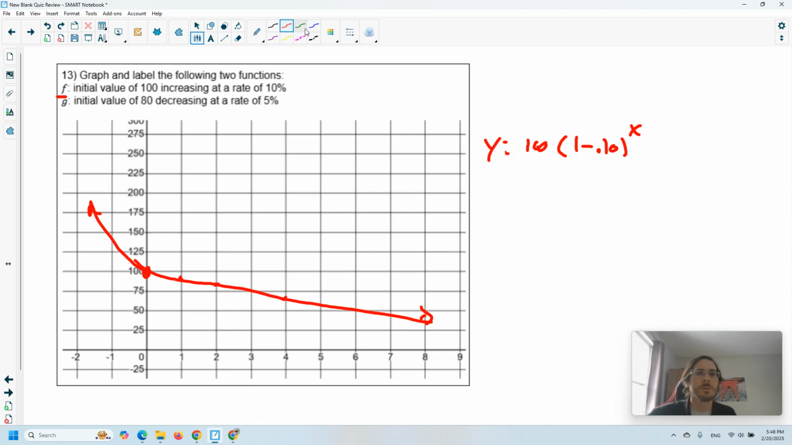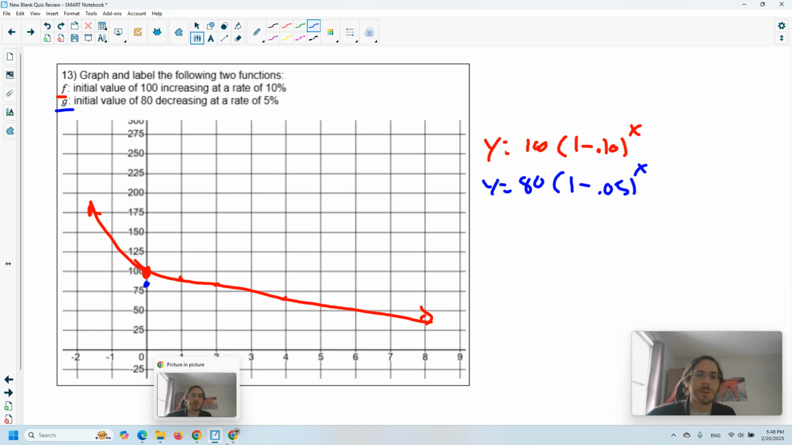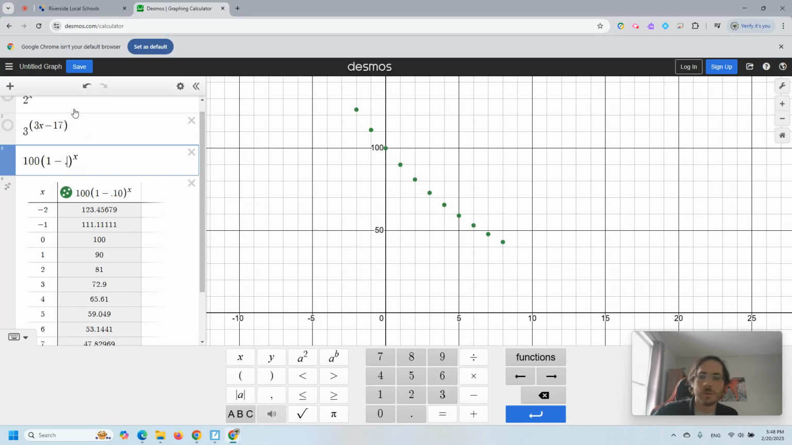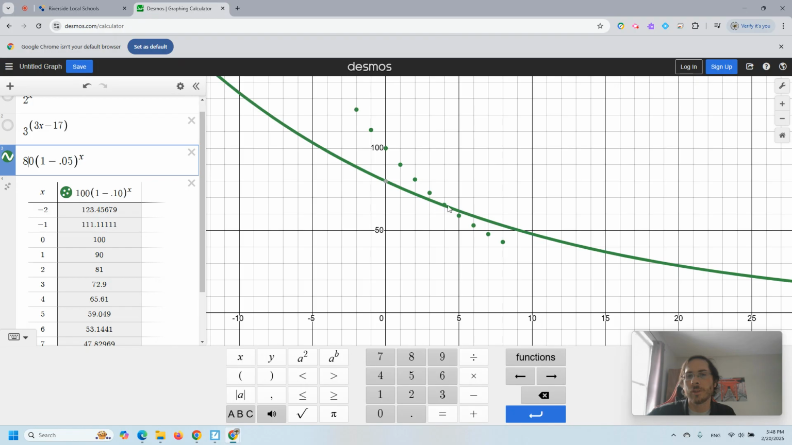And then for G, we got something very similar. We're going to have an initial value of 80. And we're going to decrease, so minus at a rate of 5%, so 0.05 to the x. So I'm going to do a little dot here at 80. And again, I'm going to just plug it into Desmos. 1 minus 0.05. I need 80. So that's kind of cool because we can see all the dots from the previous curve. So we know that they're going to kind of cross. This one looks like it's going to be a little less steep.